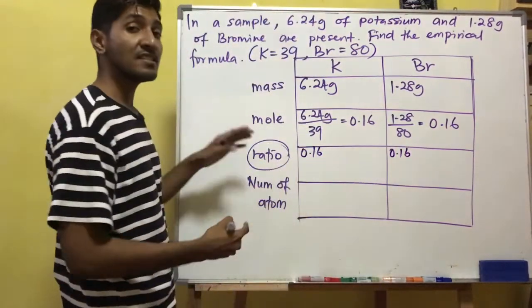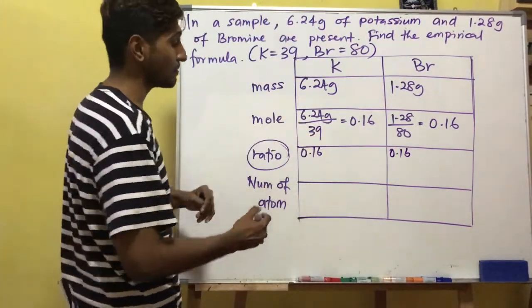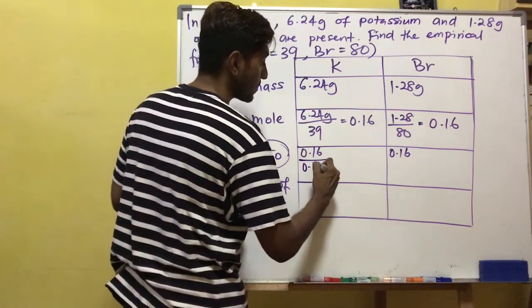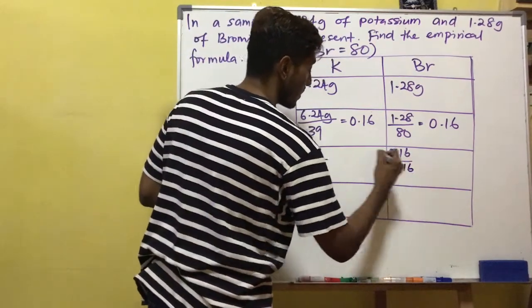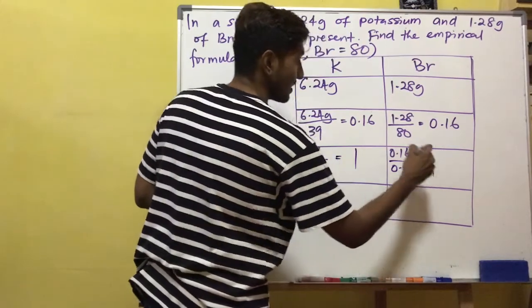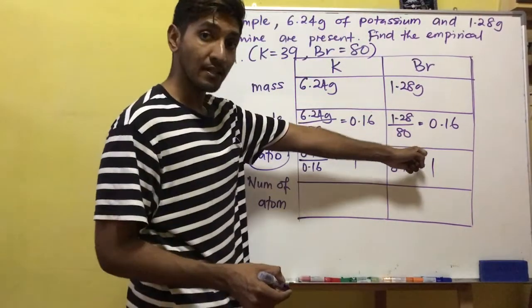So between these two, since it is the same thing, we just divide it by 0.16 and 0.16, which would give you 1 and 1. Therefore, the ratio is 1:1.